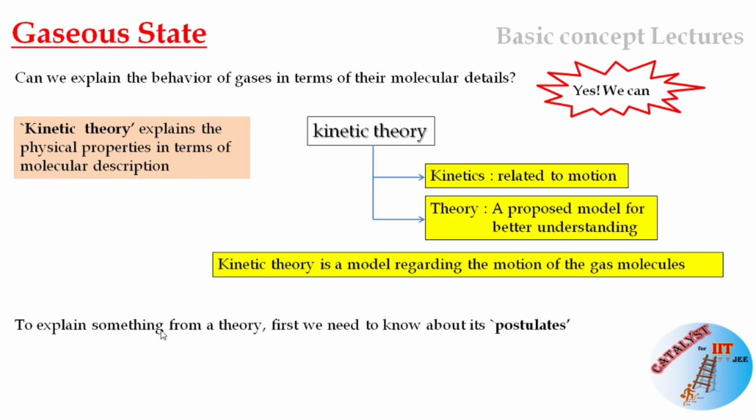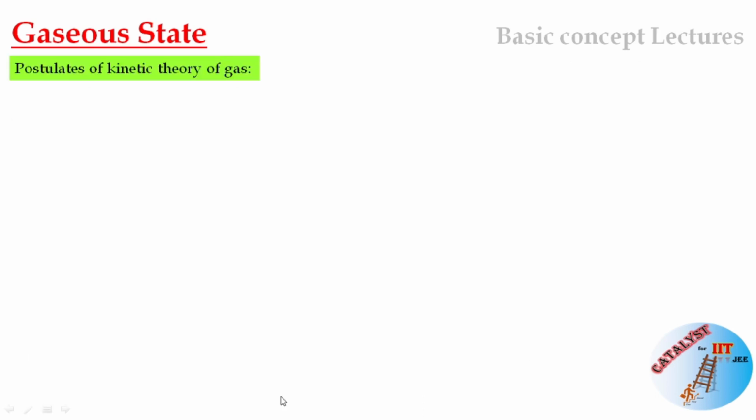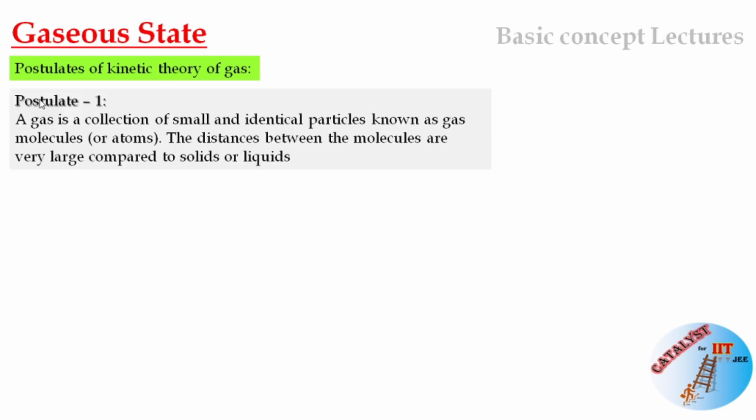But before explaining something from a theory, first we should learn about the postulates. Now what are those postulates? Postulates are the assumptions or the starting points, you can say, that we should accept as the pillars of the theory. So in order to explain something from a theory, first we should learn the postulates of the theory. So what we will basically do now, we will discuss about the postulates of kinetic theory one by one, and we will also explain the properties we have just discussed in terms of these postulates. So let's come to the first postulate of the kinetic theory.